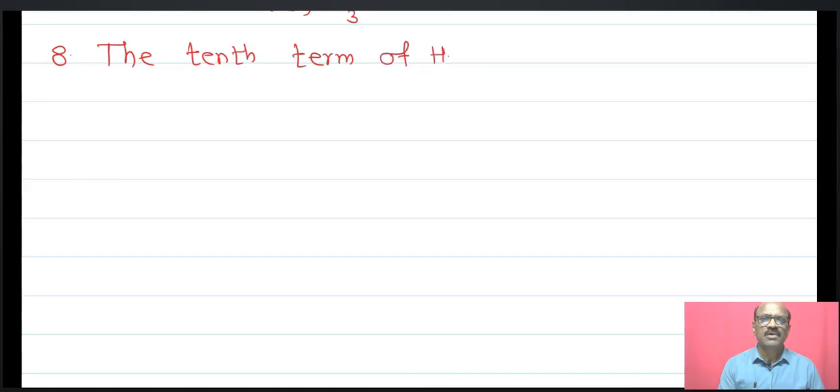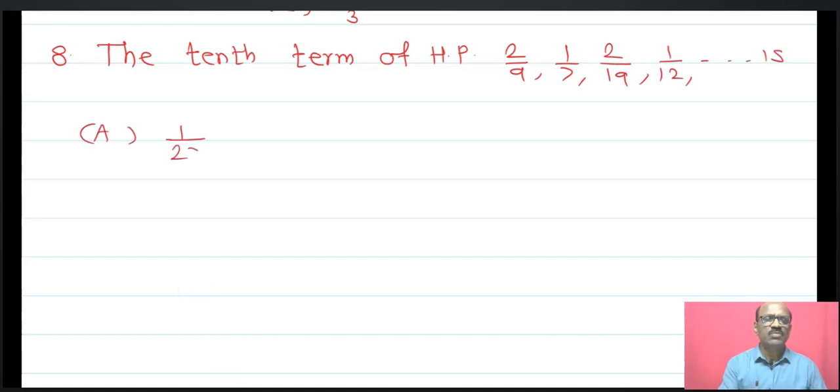Next question, next is question number 8. The 10th term of the HP is, the HP is given: 2 upon 9, 1 upon 7, 2 upon 19, 1 upon 12, and the options are 1 upon 27, 9 upon 2, 5 upon 2, and last, 27.